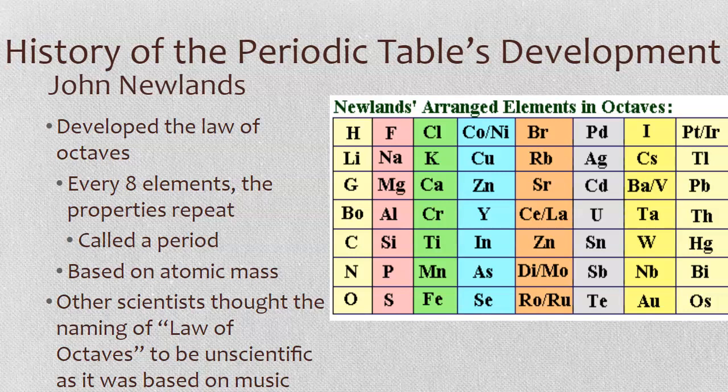Unfortunately for John Newlands, this was still the time when scientists were considered to be very fancy. They didn't want the everyday man to be in science, and the other scientists kind of laughed at him because they thought the law of octaves was unscientific because it was based on music. Cheap, so everyday people would understand it. So despite the fact that he was right, and more right than most people at this time had been, he still didn't get the credit he deserved till much, much later because people thought it was unscientific.